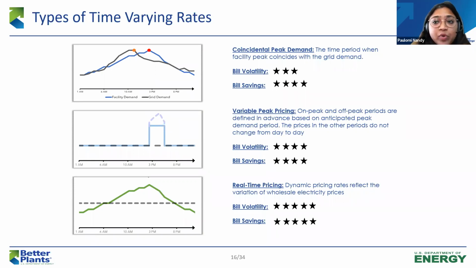Variable peak pricing is basically similar to time of use pricing, but the cost varies even during those hours. It's not a constant cost. Real-time pricing is literally a dynamic pricing rate, where it almost mirrors the rate structure in the wholesale electric market.